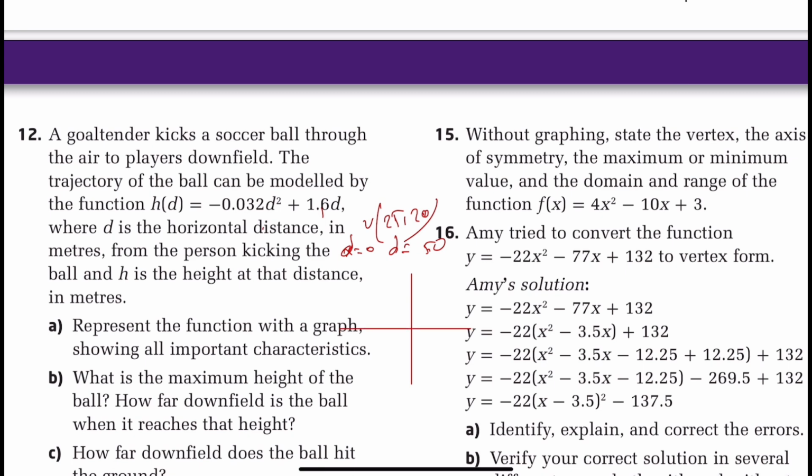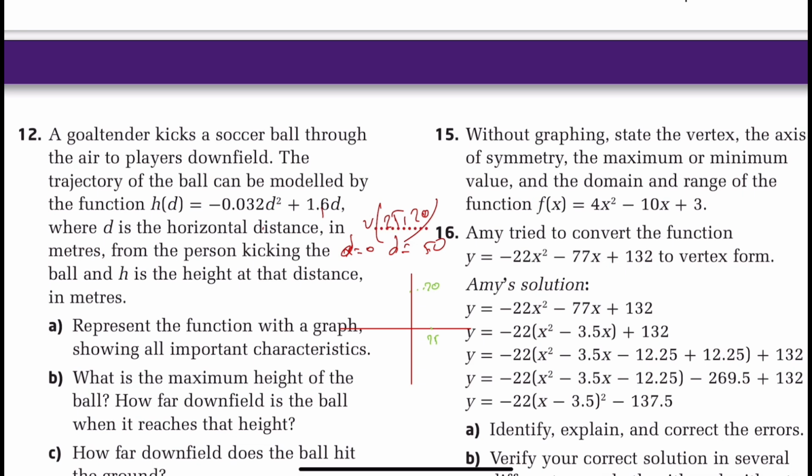So the vertex is 25, 20. So maybe I will go 25. This is 20. This is 25. Okay, maybe this is 25, and this is 20. No, I don't know why this thing is. This is 20.